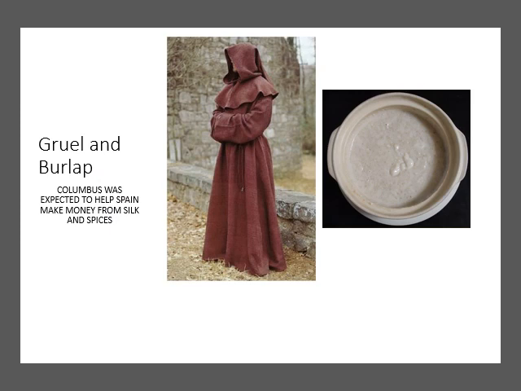So when Columbus set sail, he was expected to make money for Spain from silk and spices. So what we're looking at here is gruel and burlap. This is what would have existed in Europe at the time. Burlap was a popular fabric used for clothing, and then gruel was a common thing that people ate, basically just a porridge. But these spices could help make it more flavorful.